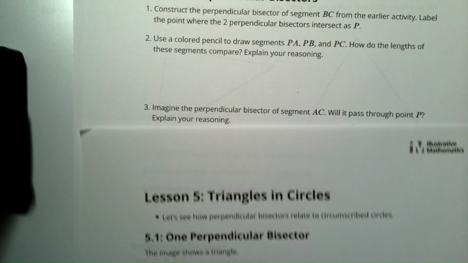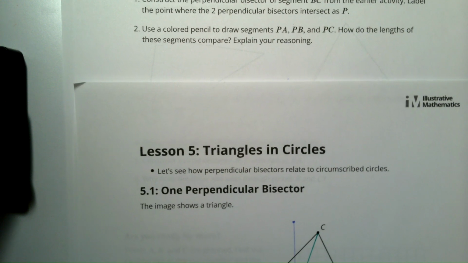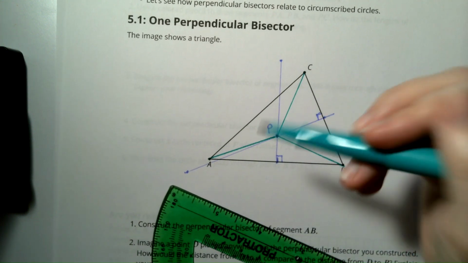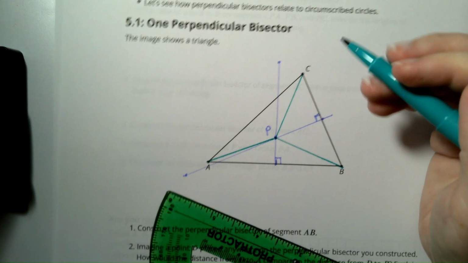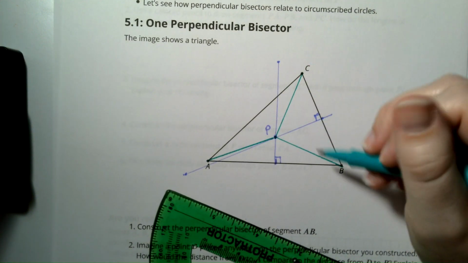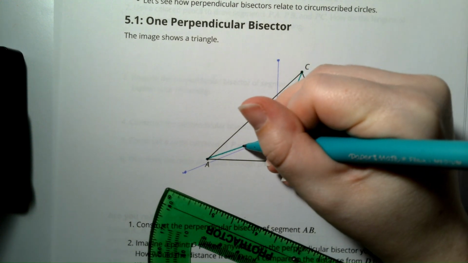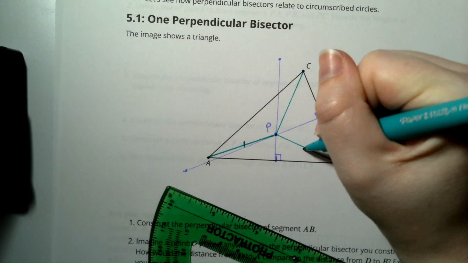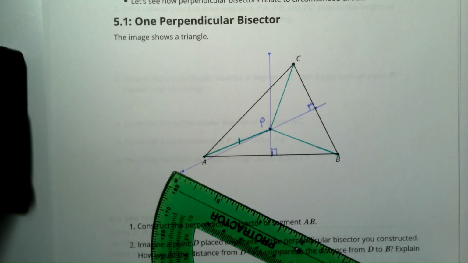it's gonna ask, how do the lengths of these segments compare? So if we're looking at these, my turquoise lines here, they're asking, how do these lines compare? How do these line segments compare in length? They're going to be the same length. So let's think about how we know that.